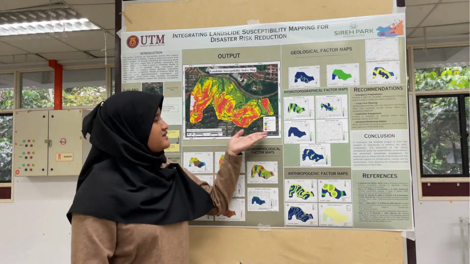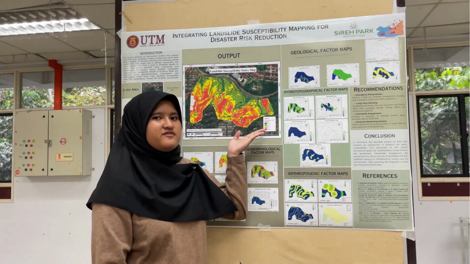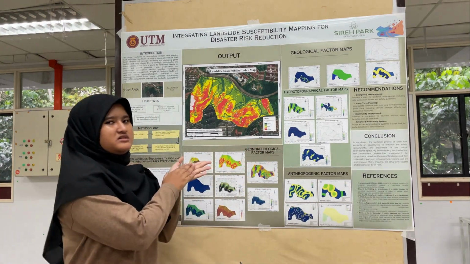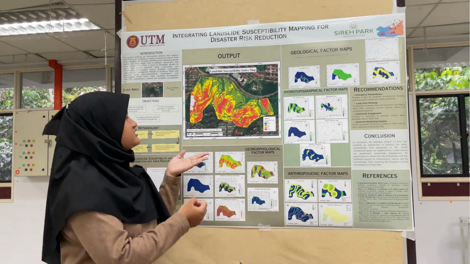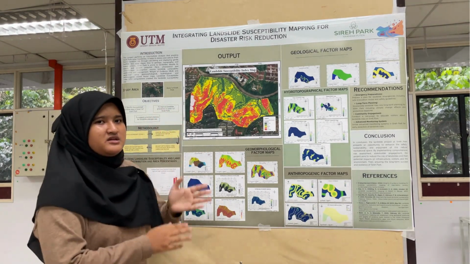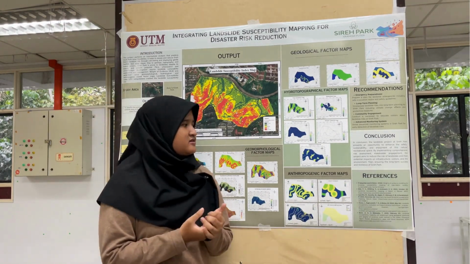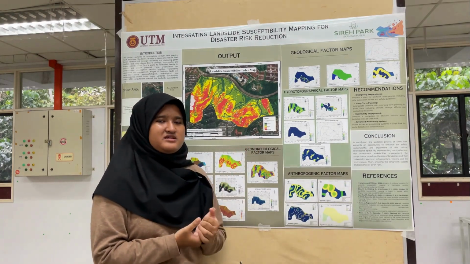So in this legend, we can see that the landslide inventory here is the landslide detection on this red area. So that's why this is prone to very high landslide.